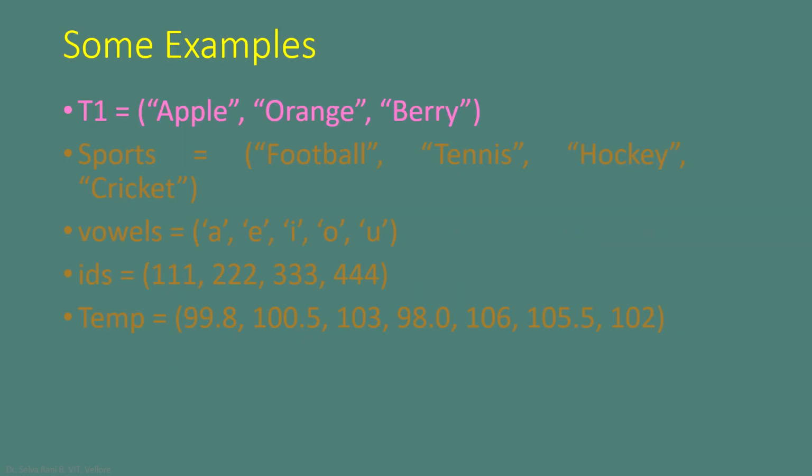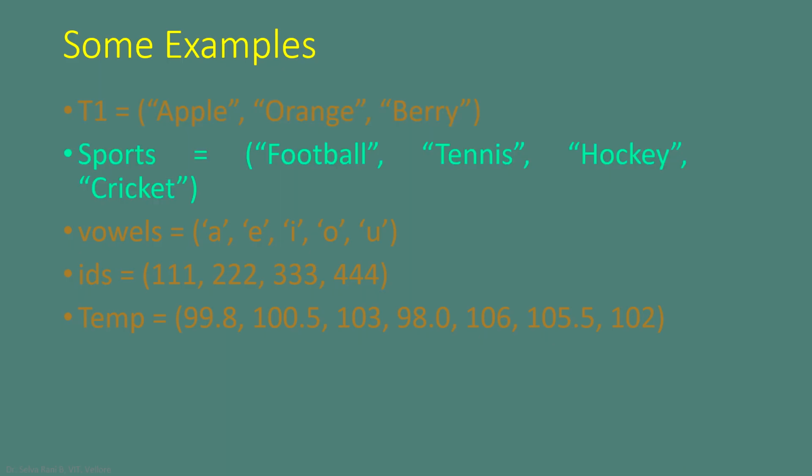Let's see some examples. T1 is a tuple with three elements in it, and tuples differ from lists by means of the brackets. The elements in a list are enclosed inside square brackets. In tuples, the elements are enclosed in normal parentheses.